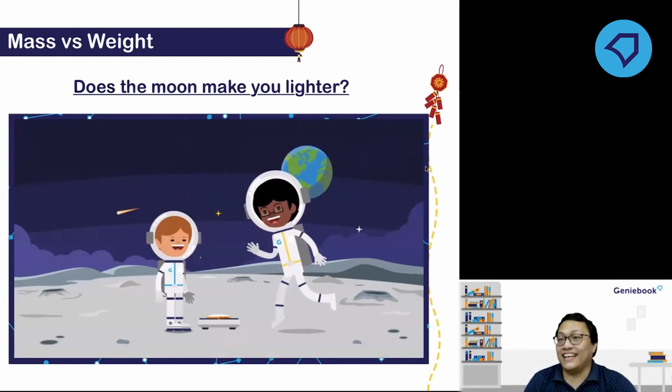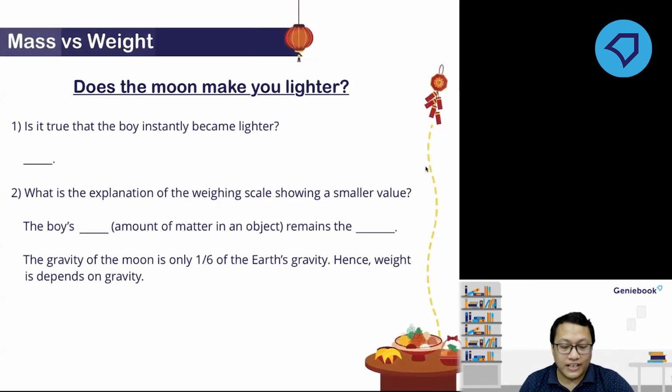Okay, so that is the end of the video. Let's recap the video with these questions. Is it true that the boy instantly became lighter when he went to the moon? Just now you saw the scale. No. But just now the scale is totally different. On Earth, it was like 50 kg. But on the moon, it's only 10 kg.